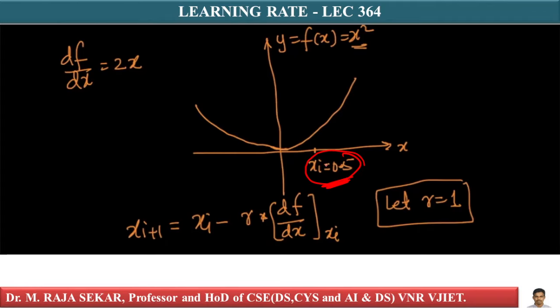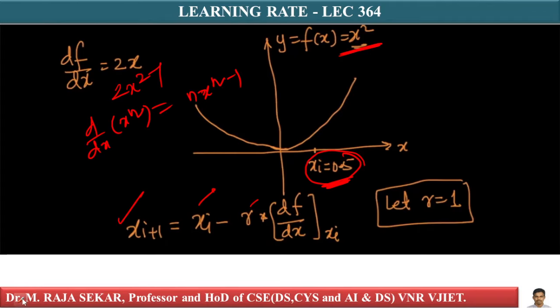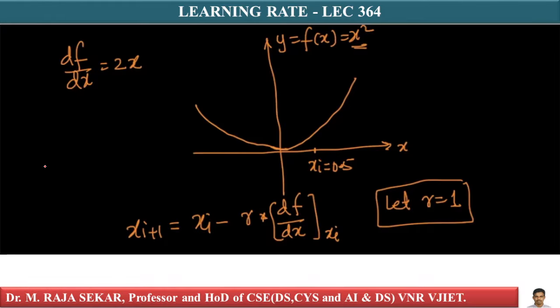After some iterations, now my x_{i+1} = x_i - r * df/dx at x_i, isn't it? What is this df/dx here? My f(x) is x squared. What is d/dx of x^n? It is n times x to the power of n minus 1. So the differentiation of x squared is 2 times x to the power of 2 minus 1. Therefore, your df/dx is essentially 2x.